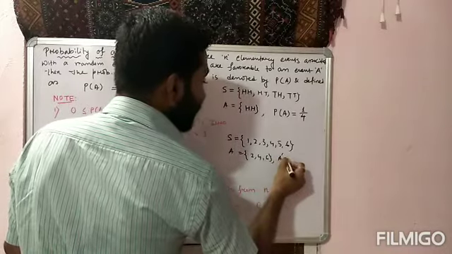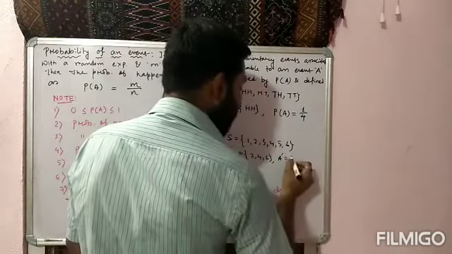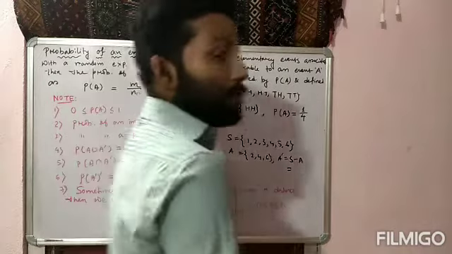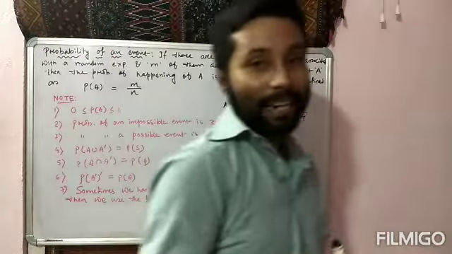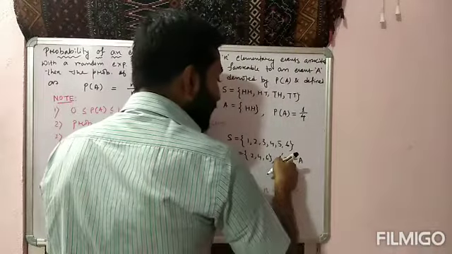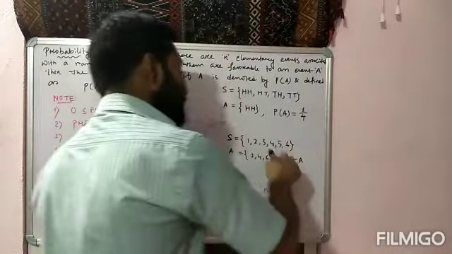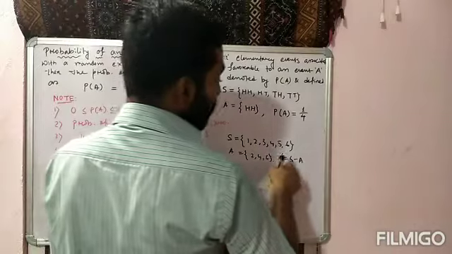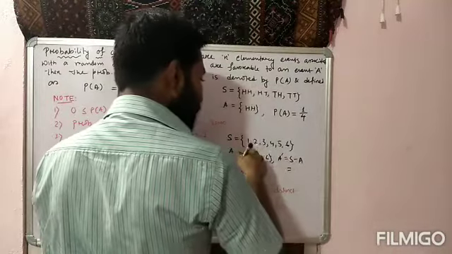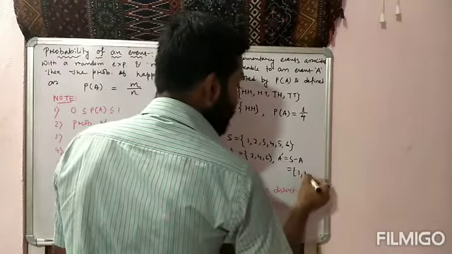Then what about A complement? A complement is nothing but here, in case of probability, we can find A complement by using the result S minus A. Whereas in sets, we used to write universal set minus A, right? So here, that universal set will be replaced by the sample space S. The idea is the same, there we used the universal set, here we use the sample space. So A complement is equal to S minus A. So S minus A means 1, 2, 3, 4, 5, 6 minus 2, 4, 6. So what remains? 1, 3, 5.